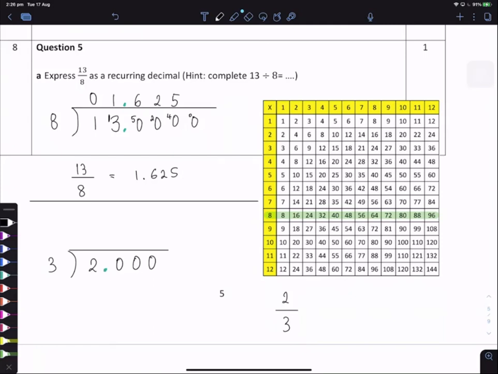So 3 times 1 is 3, yeah? Is that a number bigger than 2 or smaller than 2? That's a bit of a problem, yeah? Because that number's bigger than 2. Have a look. We want to find a 2 in the 3 times tables, but we can't find the 2. So if we can't go 3 times 1, then we have to go 3 times 0.